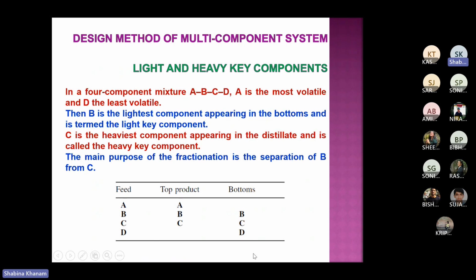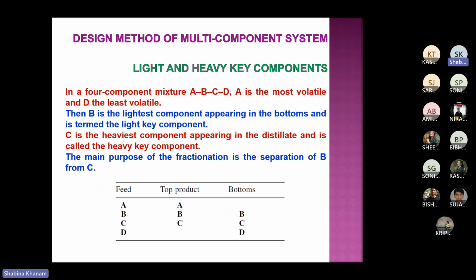And another point is, what is this D and what is this A? B and C you can understand: B is the light key, C is the heavy key. What about this A and D? A is light non-key. Because it is at the top, obviously it is lighter, but it should be light non-key, because light key is this. Similarly, this D is the heavy non-key.